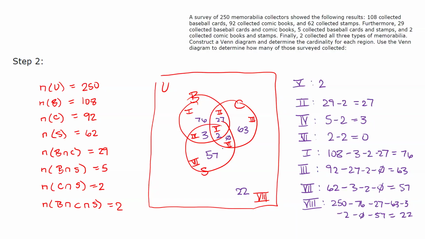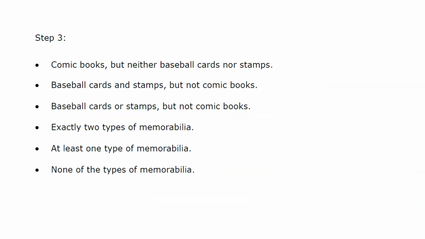So in the comic book circle, which is C, we have to eliminate the values that are shared with set B and set S. So the only number that's not is number 63, which is in region number 3.